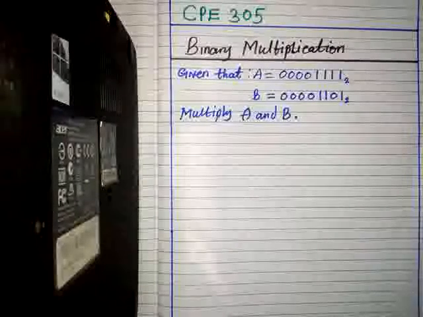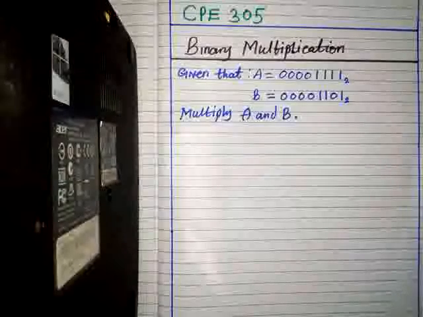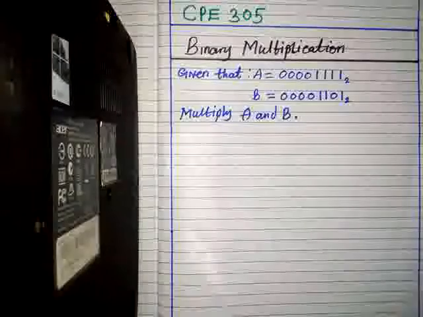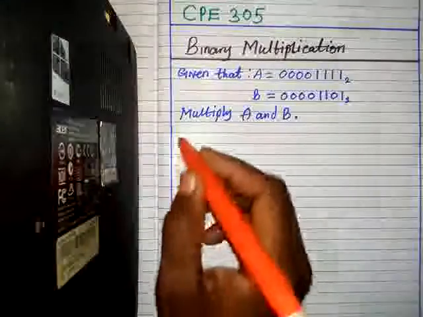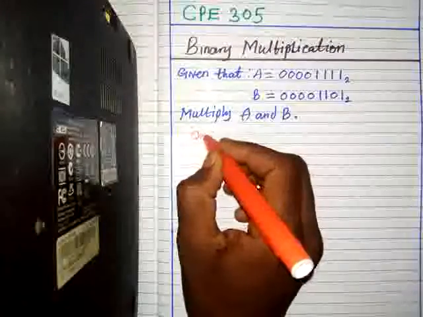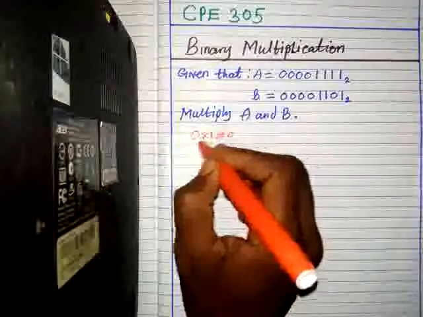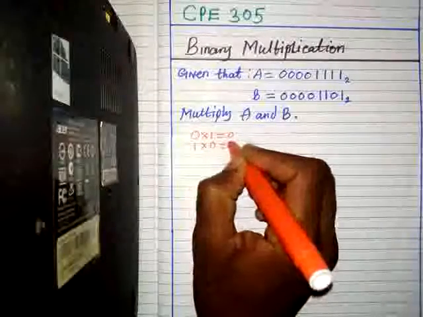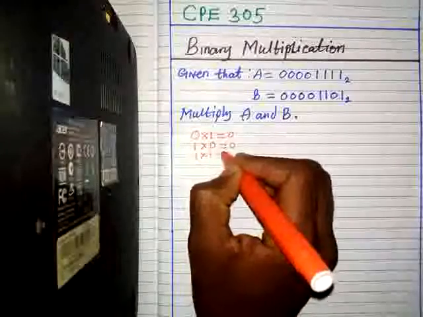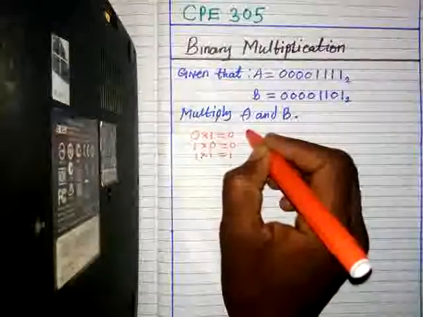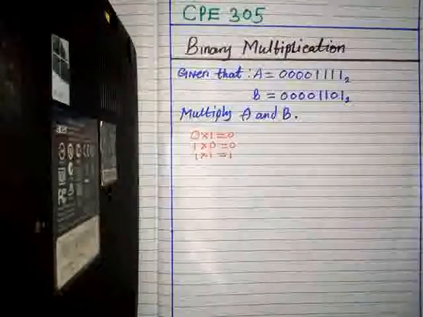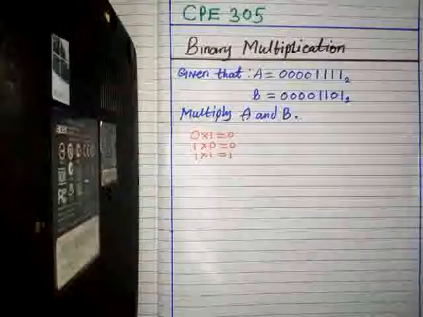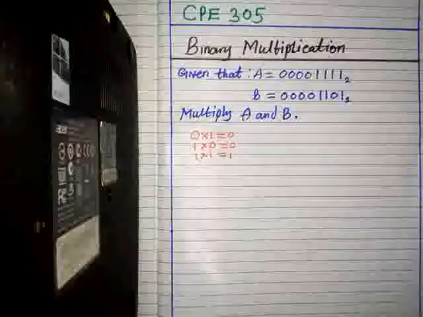So before we begin, let's look at 2 rules before making this multiplication. It's well known to us that 0 multiplied by 1 is 0, 1 multiplied by 0 is 0, and 1 multiplied by 1 is 1. I think these are the 3 cases we can encounter during the calculation. So let's move on to our solution.